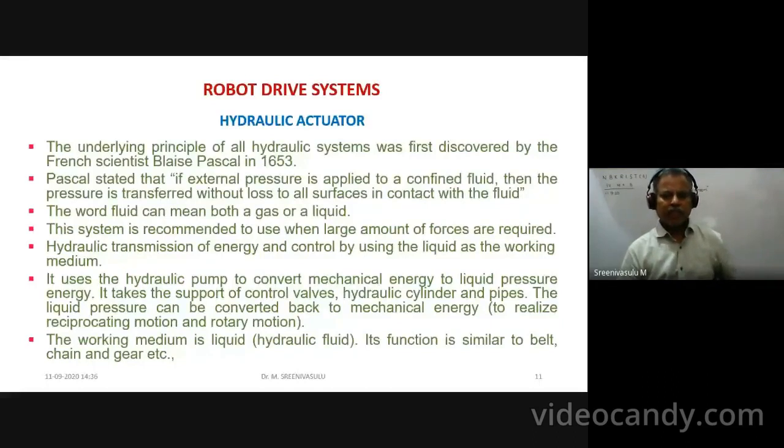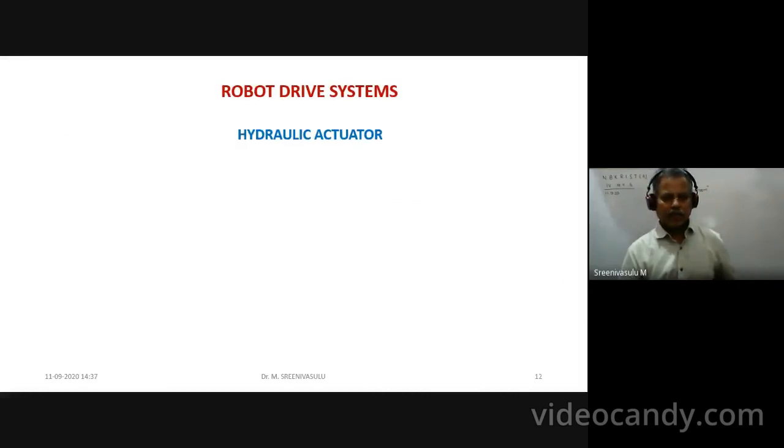The working medium is liquid hydraulic fluid. Its function is similar to a belt, chain and gear. A bit hard to imagine: the function of a belt, the function of a chain, the function of a gear. We are able to visualize those. So the functions delivered with the support of these three, we are able to get with the support of hydraulic fluid also. That is what we are supposed to imagine at this particular point.